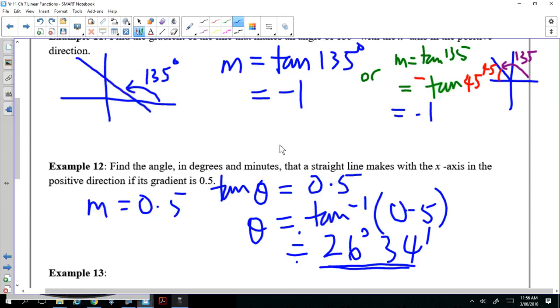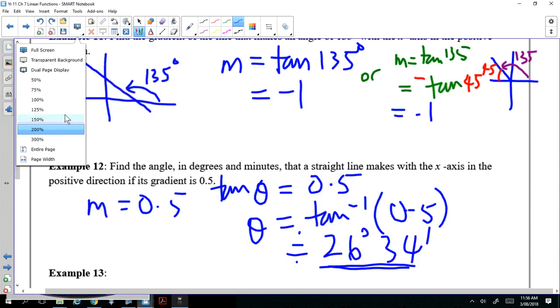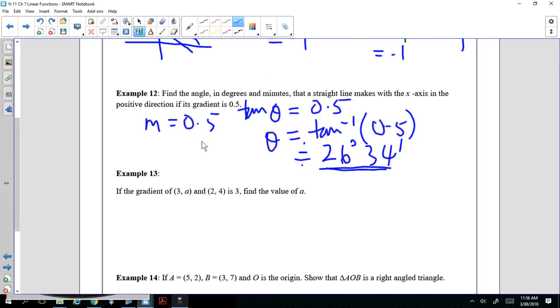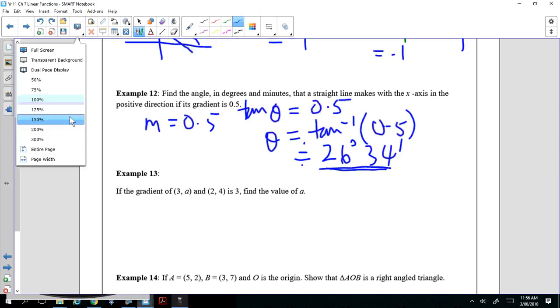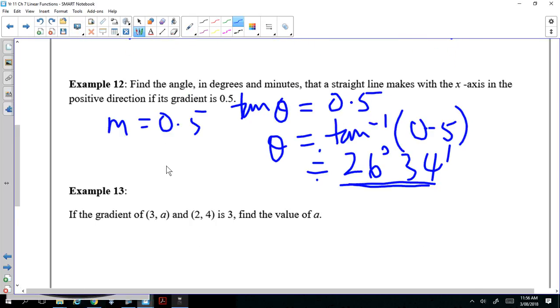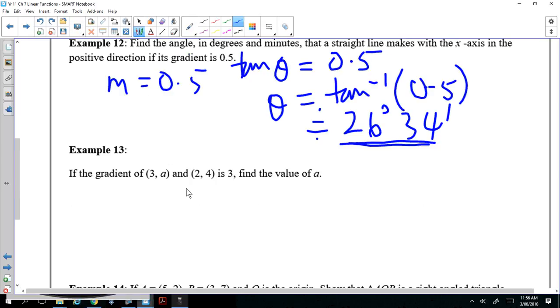Alright, let's move on. The gradient of this is 3, find the value of A. So let's do the gradient, 4 minus A over 2 minus 3. And that gradient is equal to 3, right? So we have to solve this equation. How do we solve it? Let's simplify it first. So you get 4 minus A over negative 1.